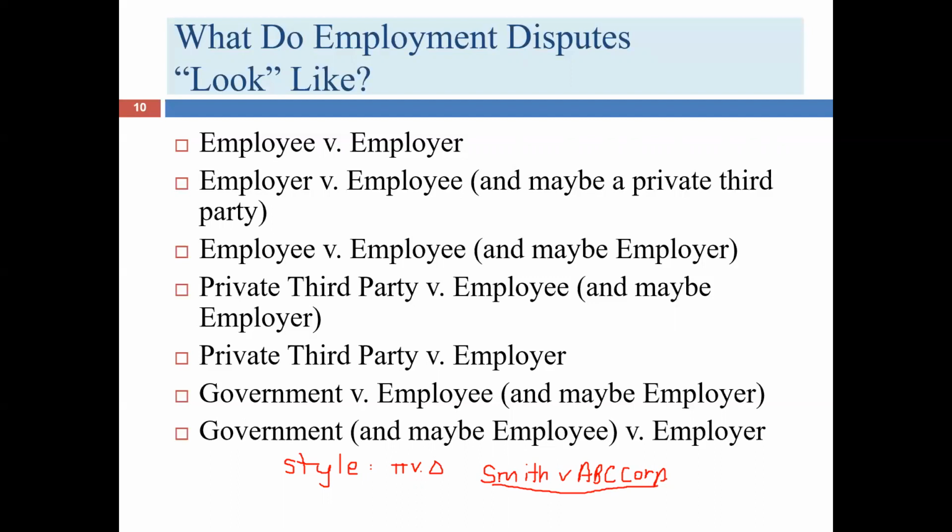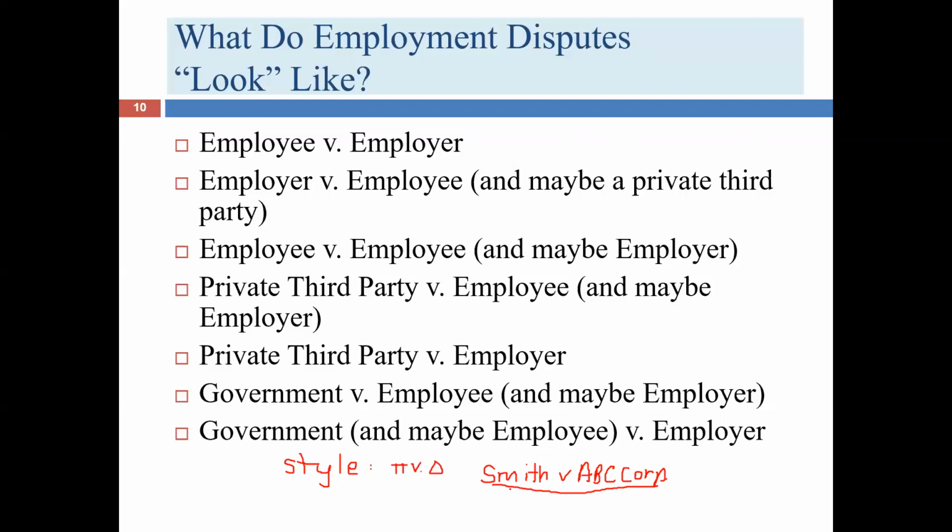But let's imagine that Bob Smith loses at the trial court level. The jury didn't buy his story. And so ABC Corporation prevails, but Bob wants to file an appeal. So he goes, we'll say we're in federal court, we'll say he was in the Eastern District of Texas. He went from the Eastern District of Texas to the Fifth Circuit.